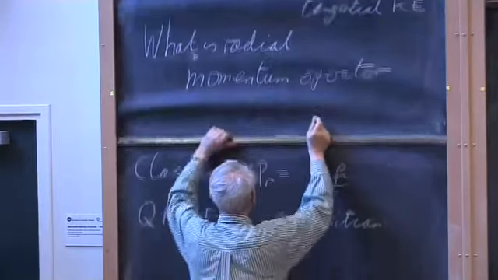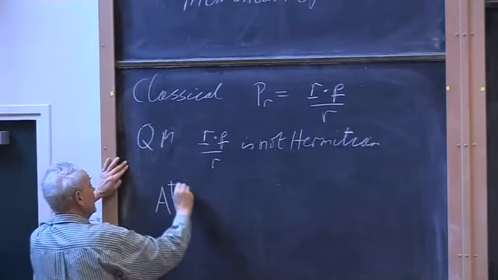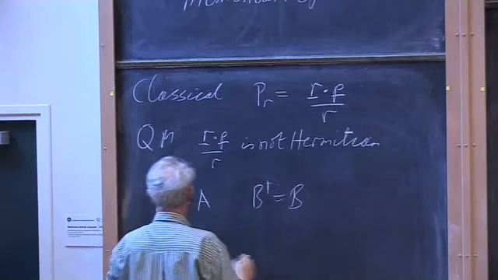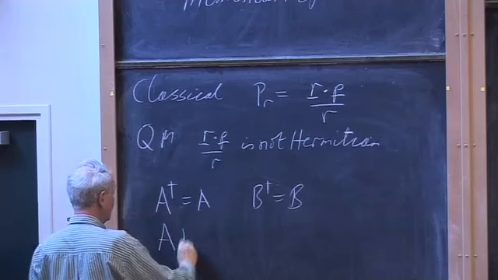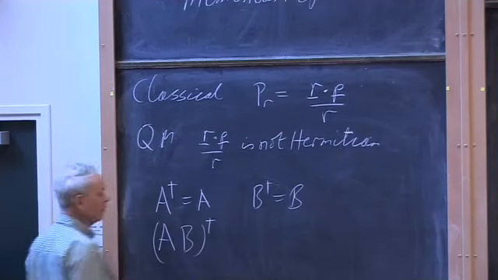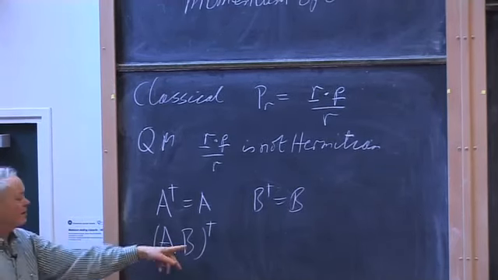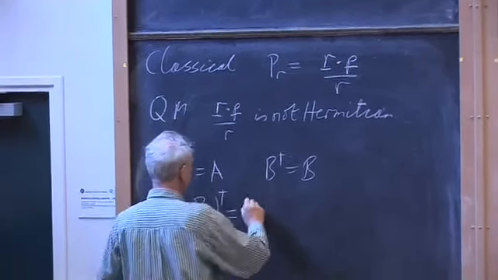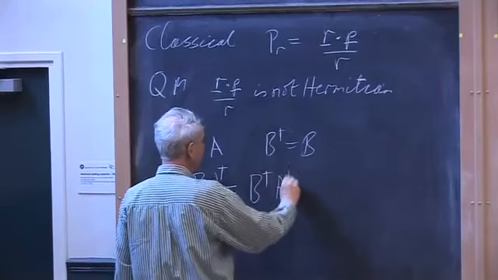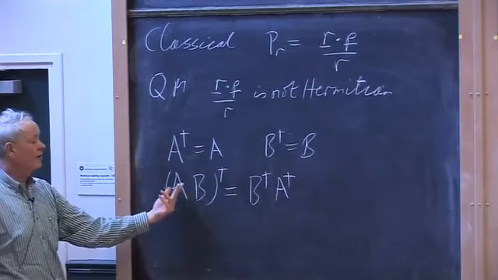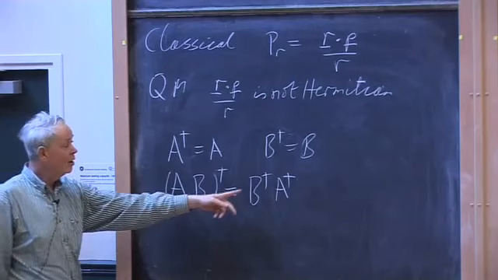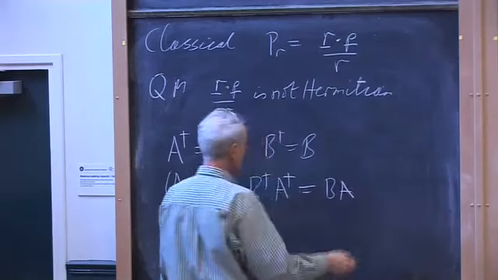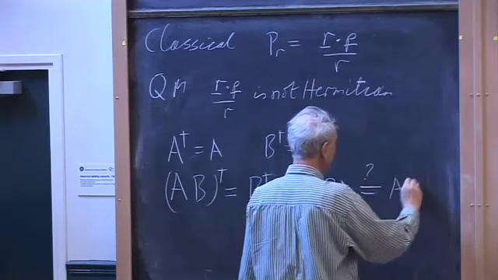Okay, so let me have two Hermitian operators. A dagger is A, and B dagger is B. Then let's look at (AB) dagger. If I multiply these together, I get an operator, AB. Is this operator Hermitian? Find out. That's B dagger A dagger, because the rule for taking a Hermitian adjoint is you reverse the order and dagger the individual bits. But B is B dagger and A is A dagger, so this is equal to BA. So is this equal to AB?